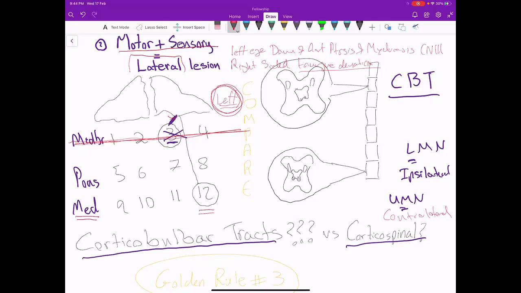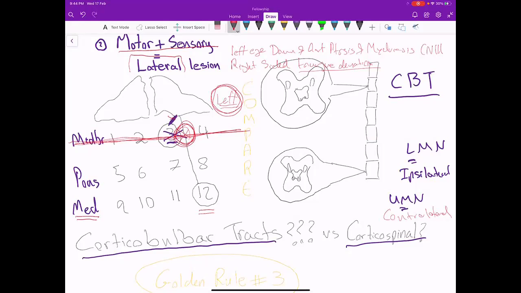This means what? This is an upper motor neuron lesion of the hypoglossal nerve. Why is that happening? Because again, my lesion is at the level of the midbrain. Here it is. The lesion is affecting the corticobulbar tract of the hypoglossal nerve.